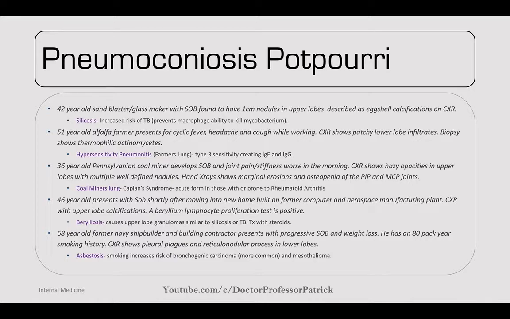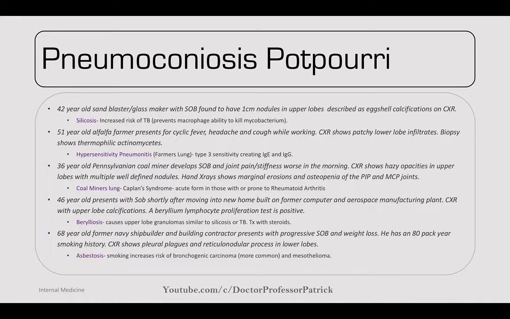So next up, we've got a 36-year-old who presents with shortness of breath shortly after moving into a new home built on a former computer and aerospace manufacturing plant. Chest x-ray shows upper lobe calcifications, and a beryllium lymphocyte proliferation test is positive. So this is berylliosis. It can be caused by runoff from computer and aerospace manufacturing, so a lot of microchip plants. And you're going to look for upper lobe granulomas similar to silicosis or TB, and it can be treated with steroids.